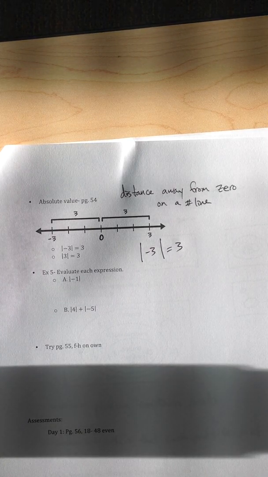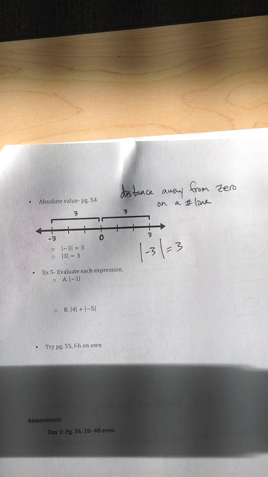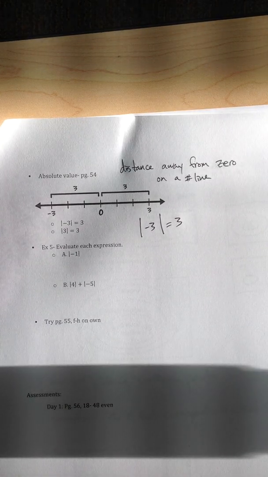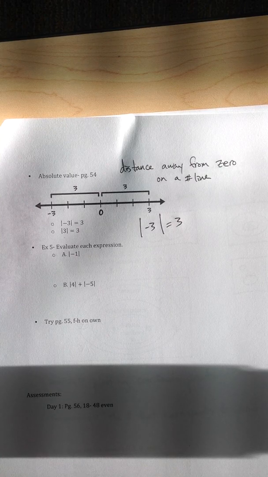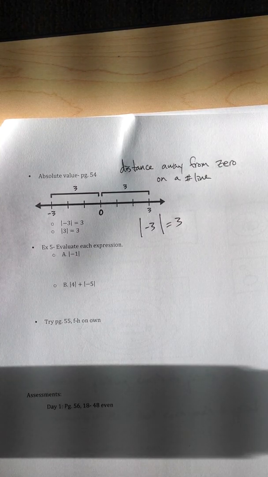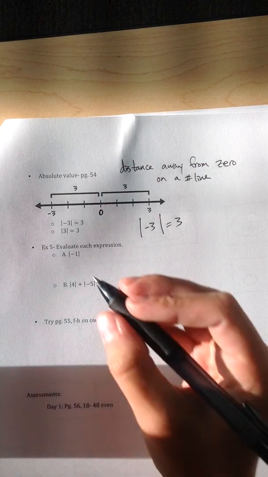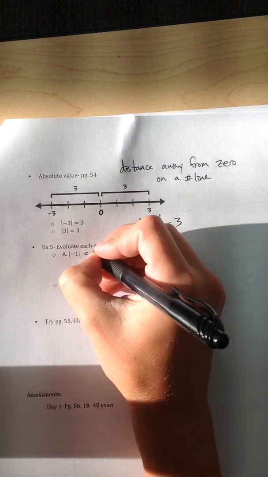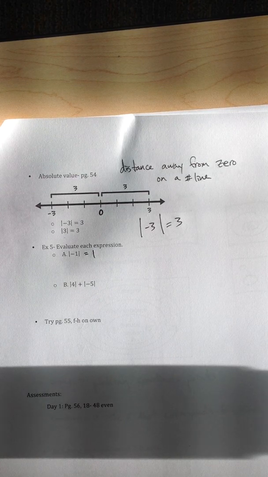Okay, so let's look here at these ones. So for A, we've got absolute value of -1. Okay, so if you think about -1 on a number line, how many spaces away from 0 is that? Well, on a number line, -1 would be 1 space away from 0. So absolute value of -1 would be 1.